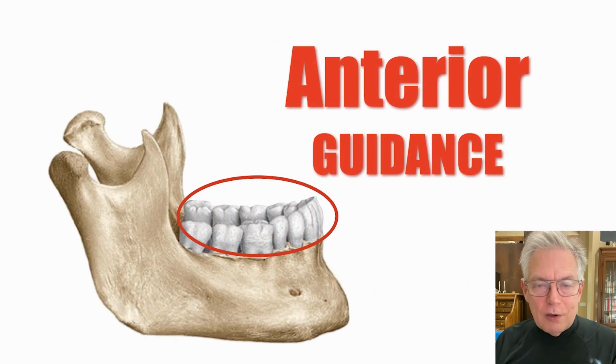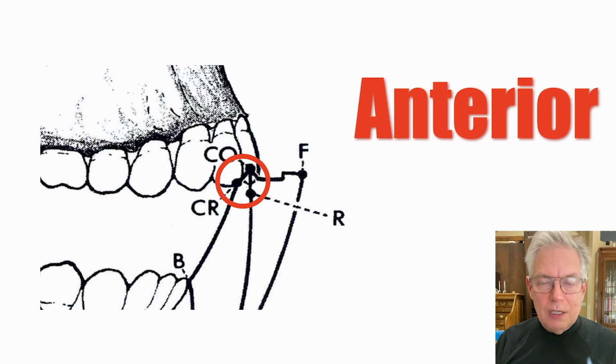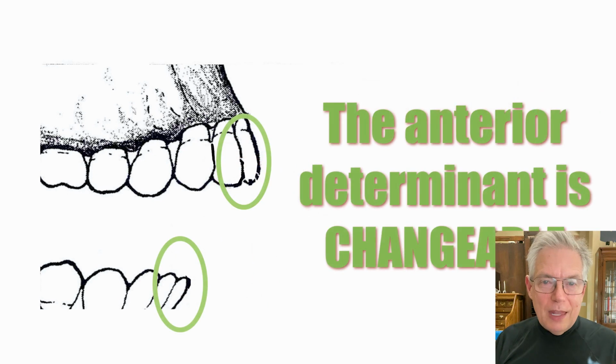I can't change that. The anterior guidance happens out on teeth. And technically, the anterior guidance is whatever happens ahead of the condyles. We talk about anterior guidance, and we like to design it on anterior teeth, just like you see here in this Posselt drawing. That is changeable. I can do some things to that.